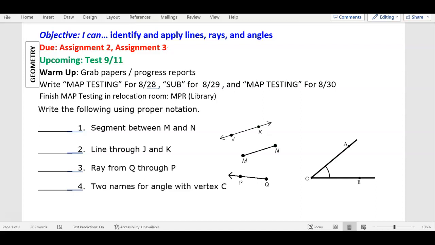Like we said at the beginning of class, you should have written MAP testing for Monday, Tuesday, and MAP testing for Wednesday. If you've got a headphone in, please, no headphones. If you're looking at a phone in the back, look over here.